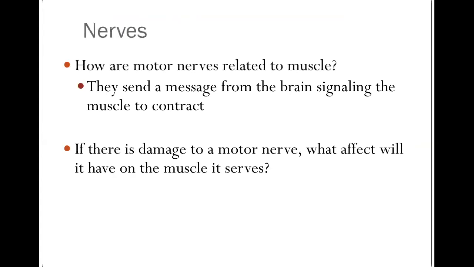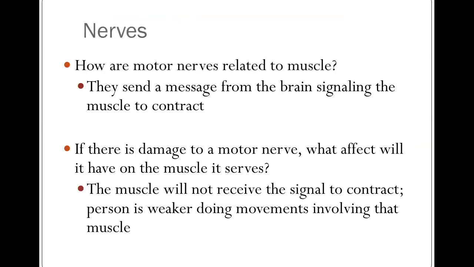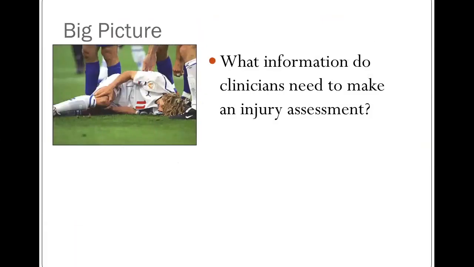So if there's damage to some type of motor nerve, what effect do you think it will have on the muscle that it serves? You're right in that the muscle's not going to be able to receive that signal because there's damage somewhere along the way, and the person's either not going to be able to contract, or the person is going to be weaker at being able to do those movements.